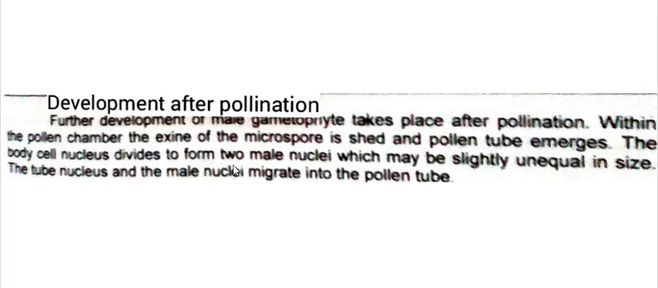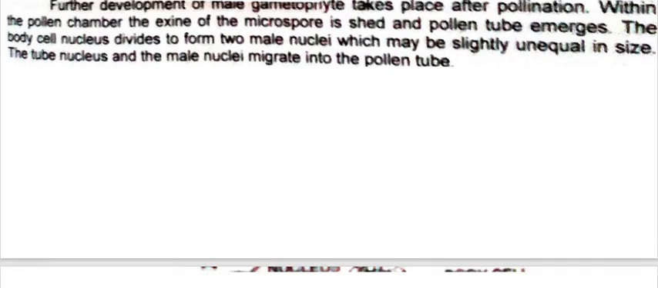Then the development of the male gametophyte after pollination. When this male gametophyte or pollen grain reaches the female gametophyte, then within the female gametophyte, inside the pollen chamber, the exine of the microspore is released, removed, and the pollen tube is produced. Meanwhile the body cell nucleus divides to form two nuclei, which are now known as the male nuclei, male gamete nuclei, and these may be slightly unequal in size. The tube nucleus and the male nuclei migrate into the pollen tube, meaning these enter the pollen tube of the male gametophyte.